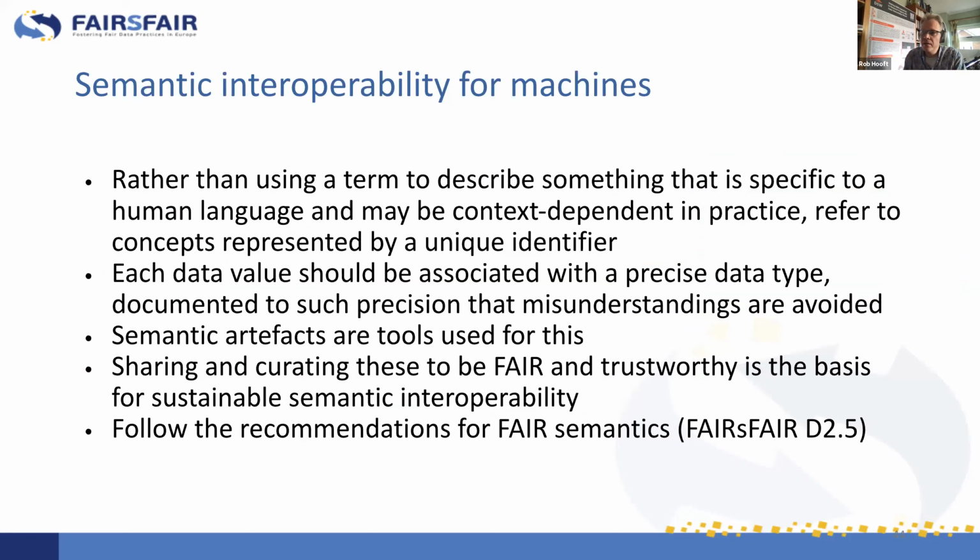So in summary, rather than describing something with a term that is specific to a human language and context dependent, we refer to concepts by a unique identifier. In standard linked data, this is a URI, but we can also use a persistent identifier. Each data value must have a precise data type and be documented so that misunderstandings are impossible. We use semantic artifacts to do that, and sharing and curating these to be FAIR and trustworthy is the basis for sustainable semantic interoperability.